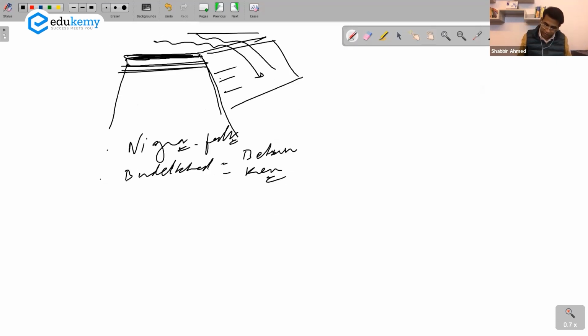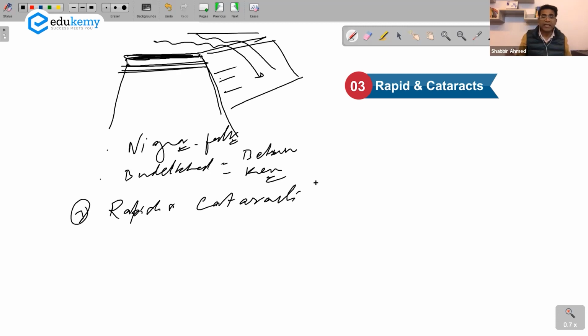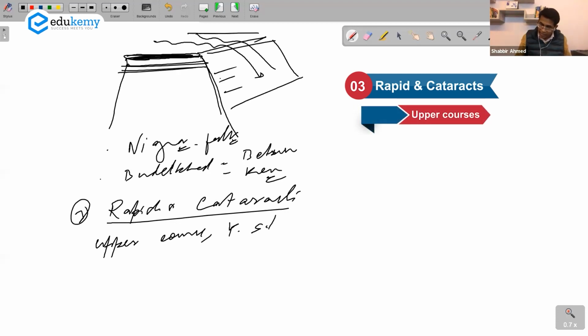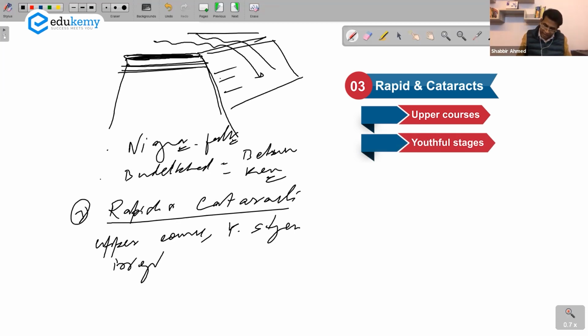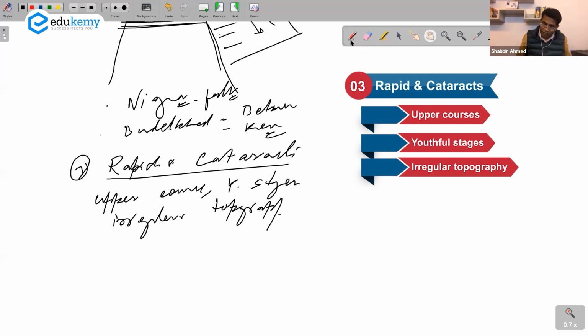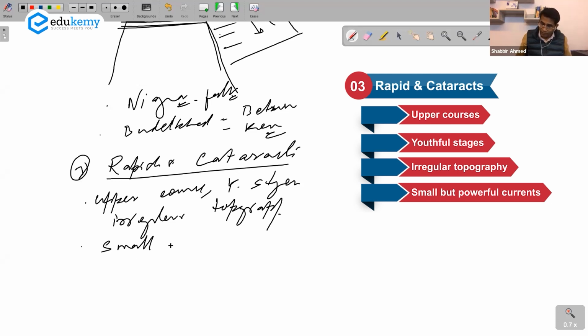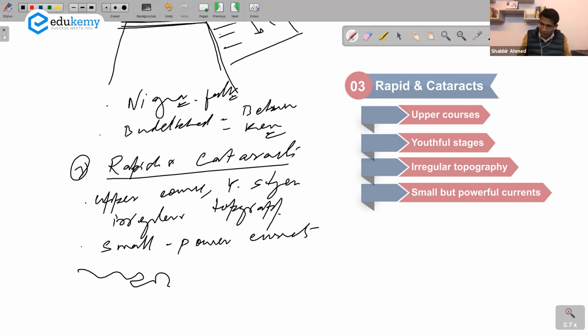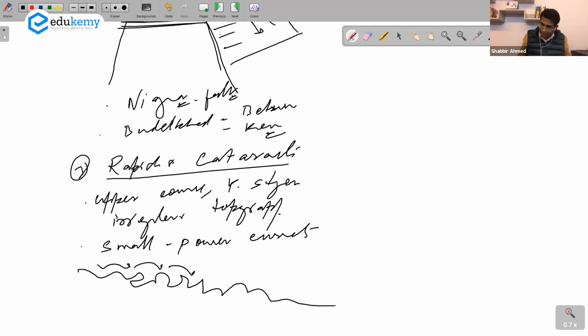The third type of waterfalls, remember, rapids and cataracts. You don't have to write everything, okay? Four to five points are enough. Where do these occur? They are in the upper courses, the youthful stages. They are associated with irregular topography. These types of waterfalls are small, but they have very powerful currents. So this is that irregular topography, and the river moving over it can create rapids and cataracts, in the upper course of the river.